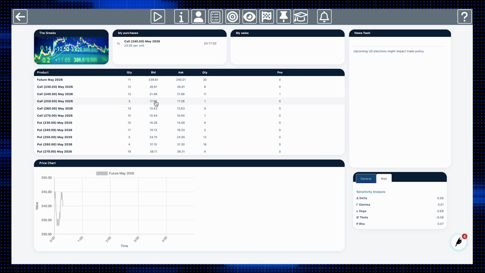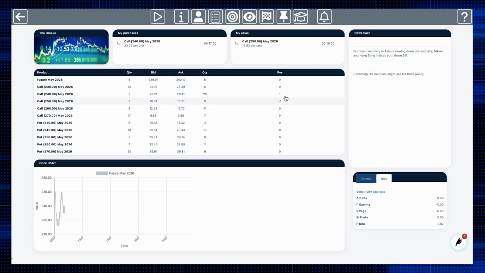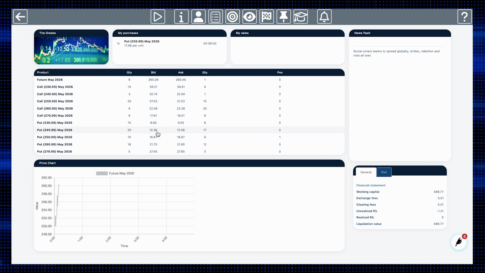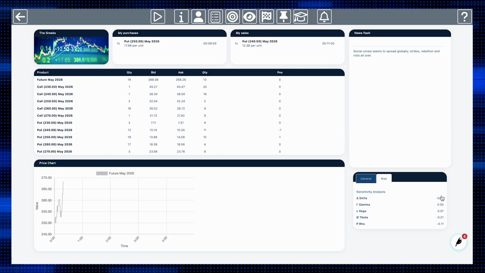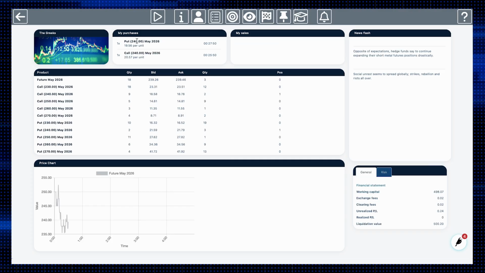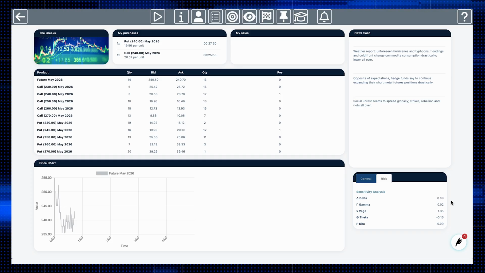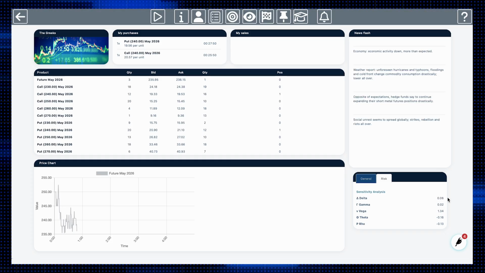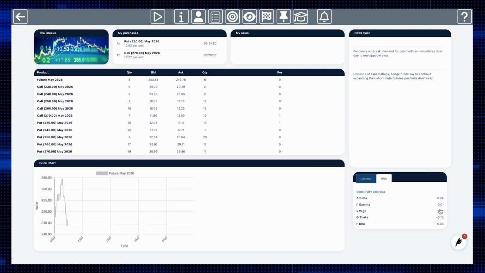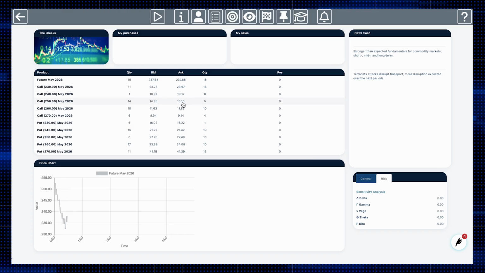A long call spread, a long put spread, an at-the-money straddle, a strangle, and an even money caller.